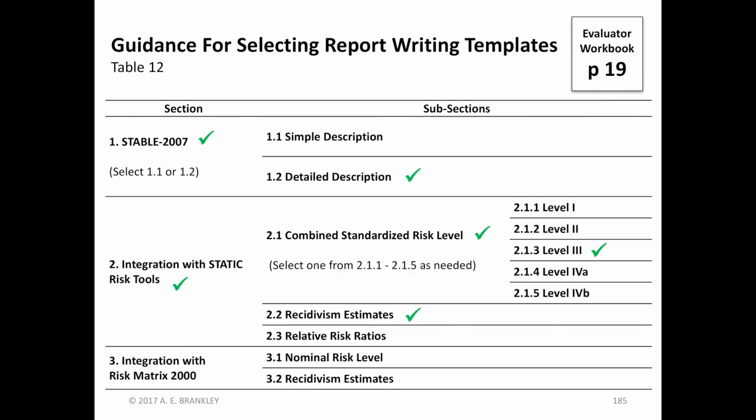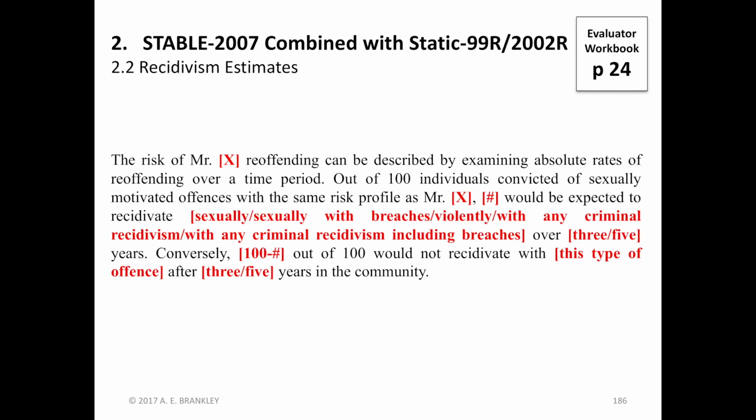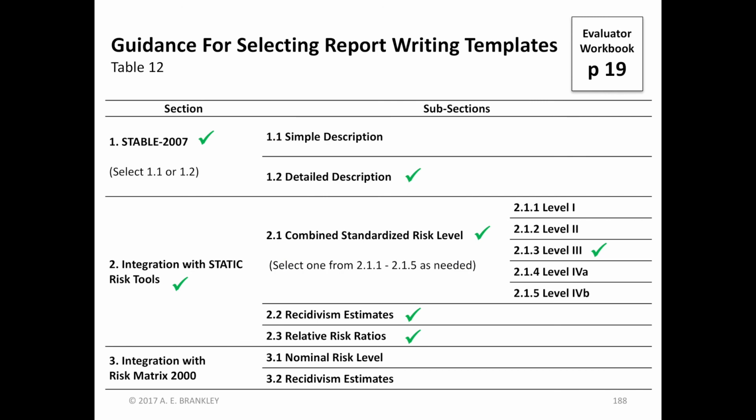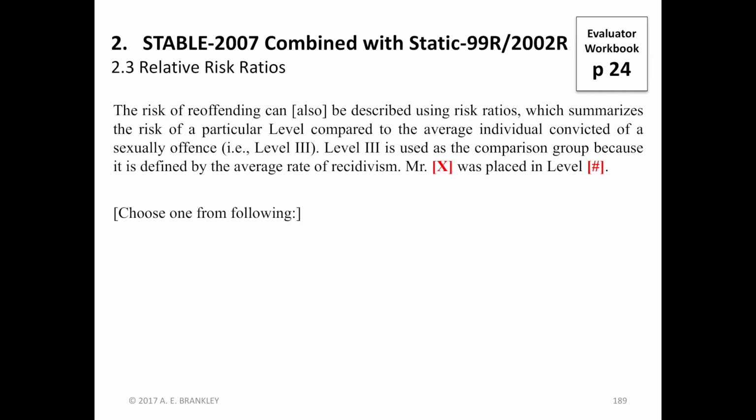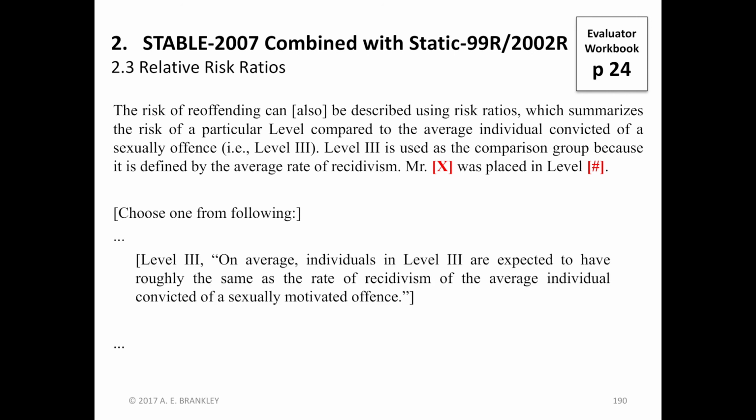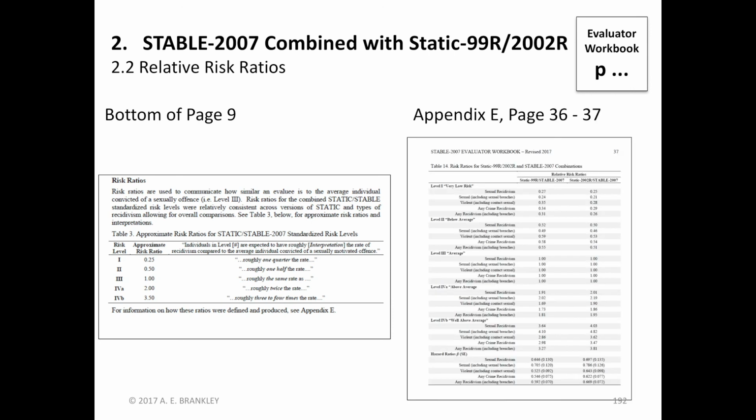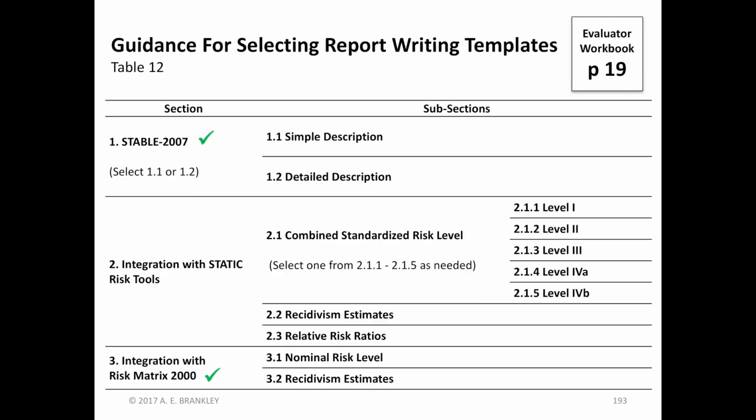After you do that, you can report recidivism estimates. Feel free to take and repeat parts of this paragraph for the recidivism outcomes of interest. All the data will be found around page 11 of your workbook. Lastly, you can describe their risk ratio. Copy this paragraph and then add the appropriate risk ratio section, like this one for level 3. The summary of risk ratios are on the bottom of page 9, but for those of you who love detail, you can find the details on pages 36 and 37, where we describe the risk ratios for the different recidivism types and how they were calculated.